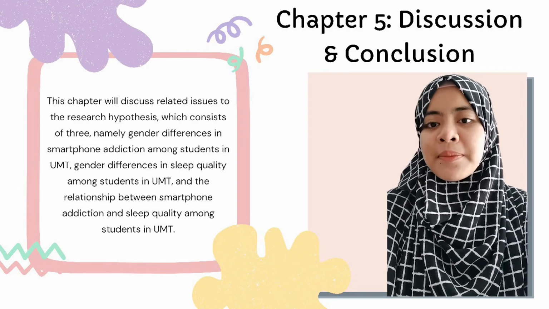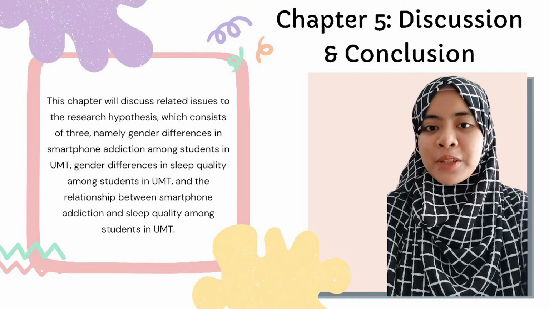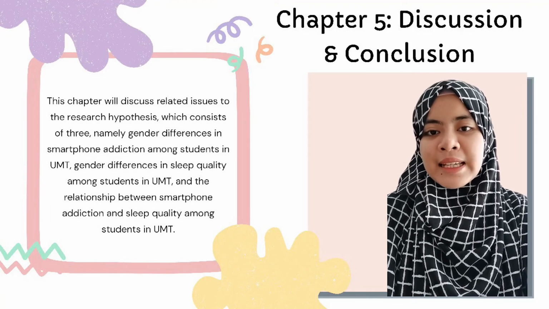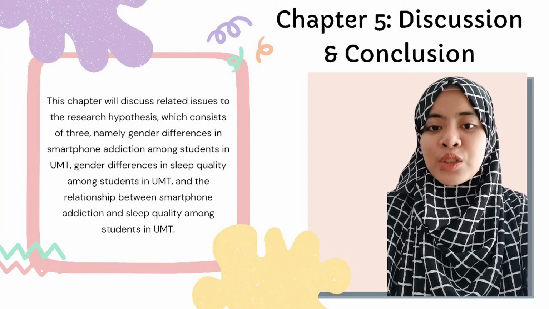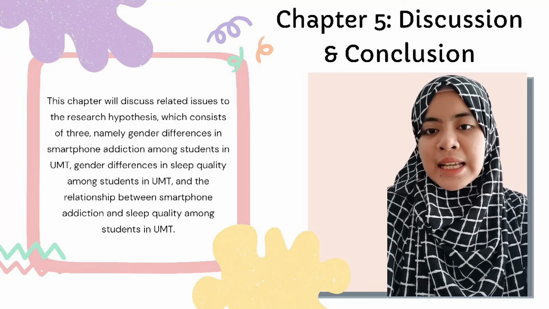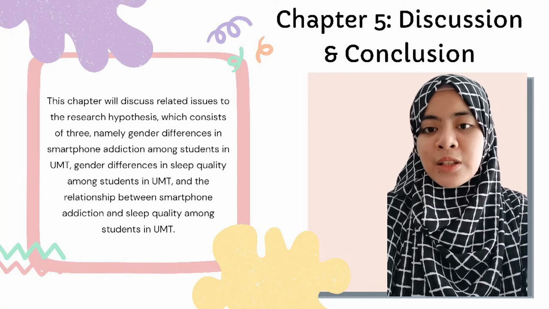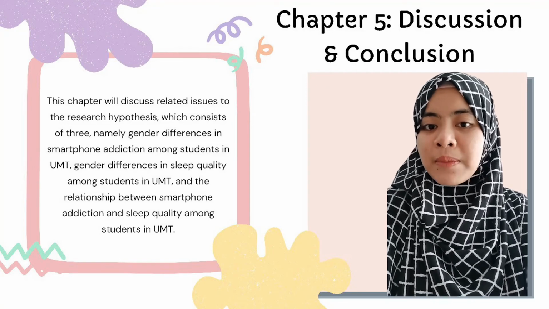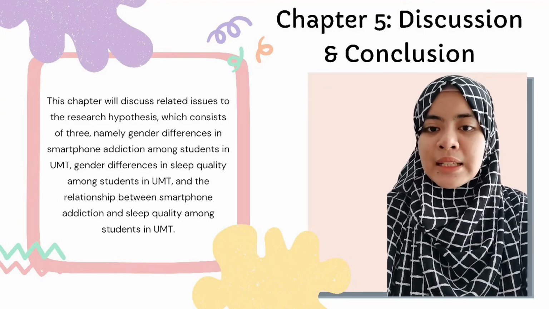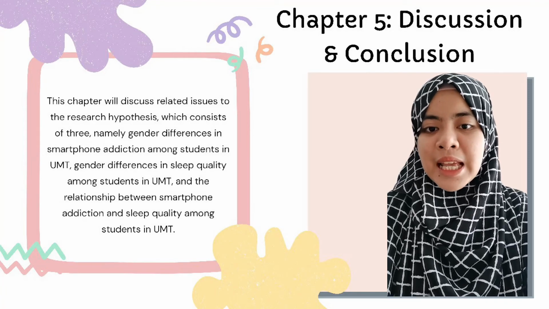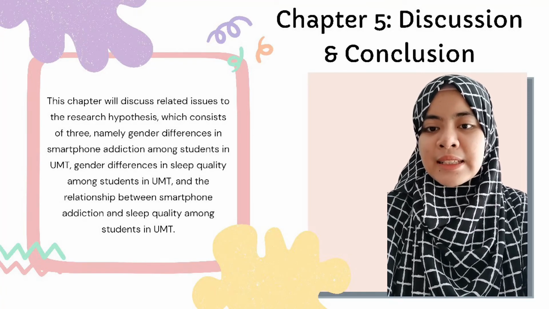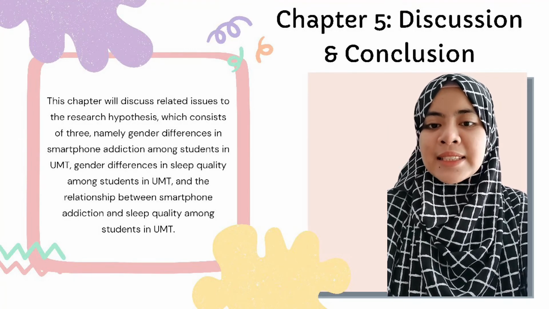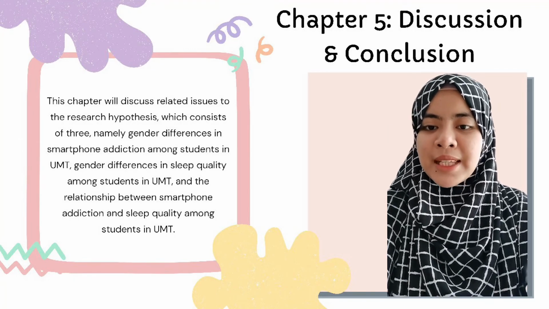Okay, next, this chapter consists of three hypotheses. The first one is gender differences in smartphone addiction among students in UMT. The second hypothesis is gender differences in sleep quality among students in UMT. And the last hypothesis is the relationship between smartphone addiction and sleep quality among students in UMT.